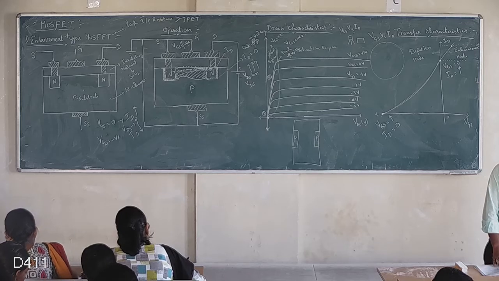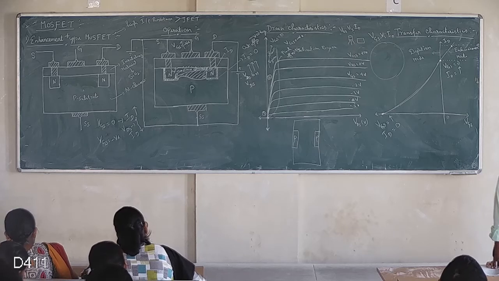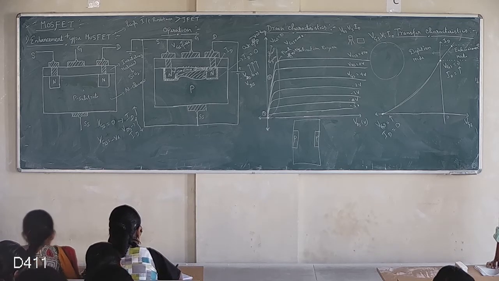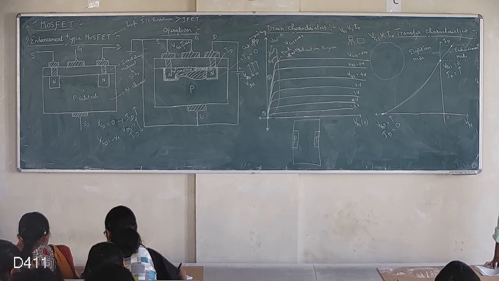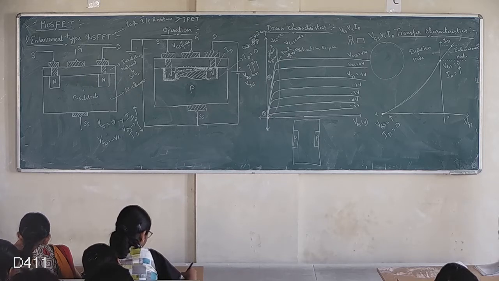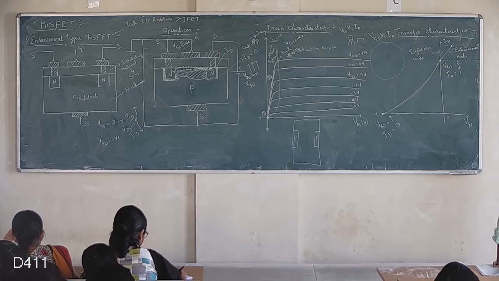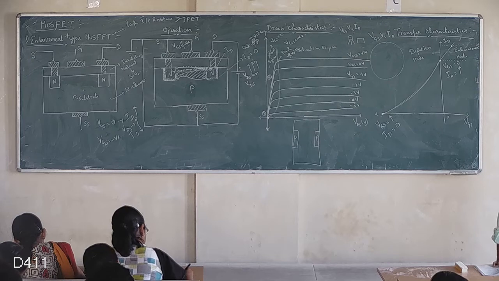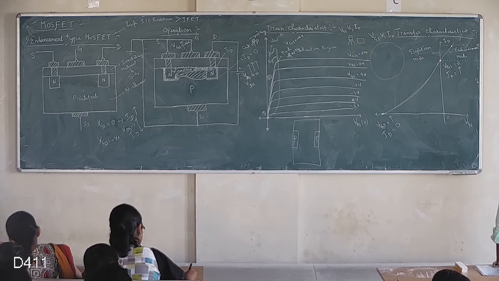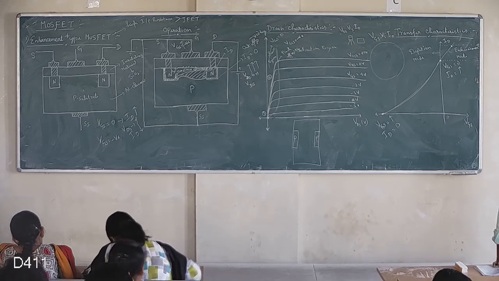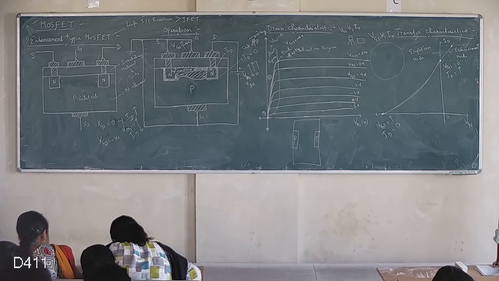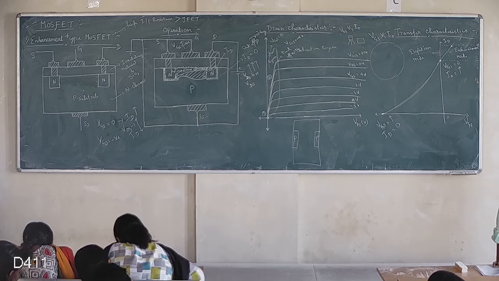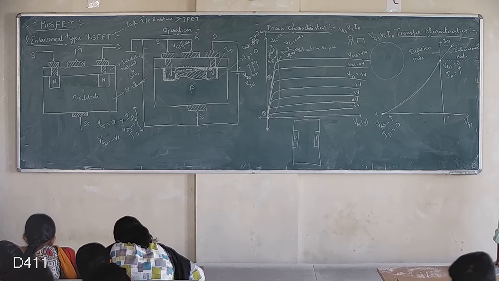Second one, self pinch off at no bias. At VGS equal to 0, in response to a small applied voltage VDS, the current ID increases linearly with VDS.